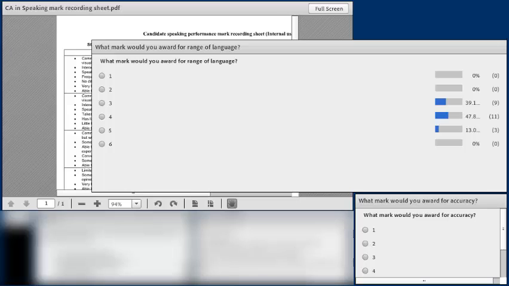His range of structures is actually not that great either. There is an as clause, but there are no examples of modal verbs or infinitive constructions, and that's perhaps something you want to think about.